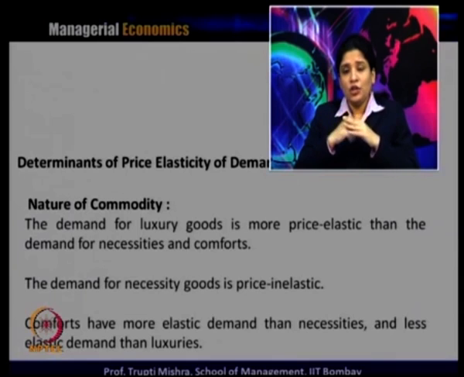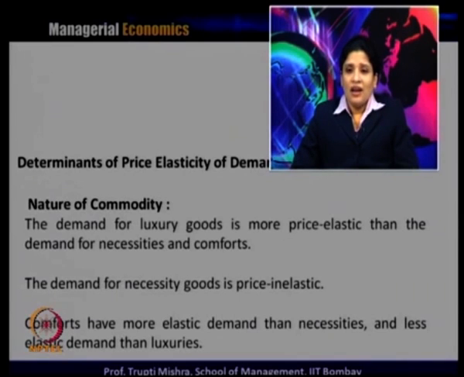But when it comes to an asset, maybe jewelry, maybe a house, or something in that category, you can again postpone the purchase for 2 years, 3 years, maybe 1 year down the line, till the price comes to a moderate level. So a comfort product is one which has more elastic demand than necessities, but less elastic demand than luxuries.